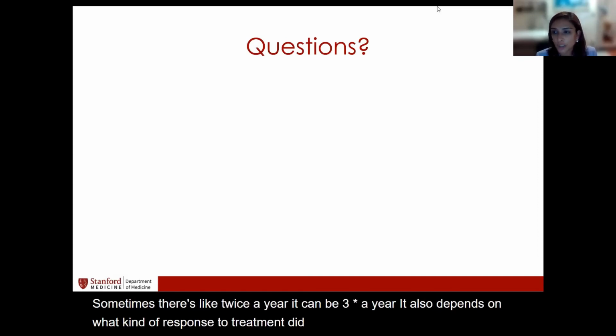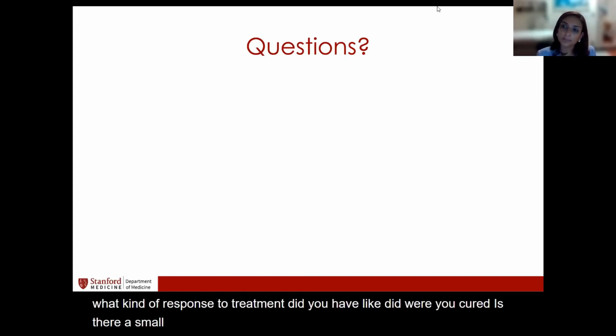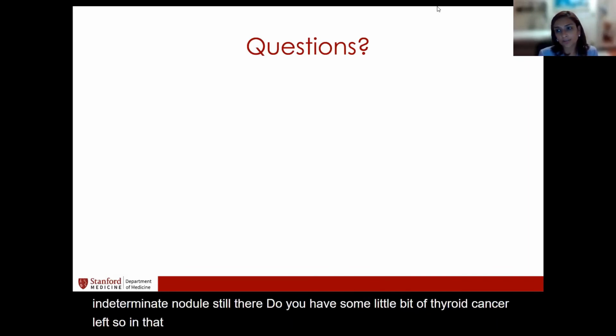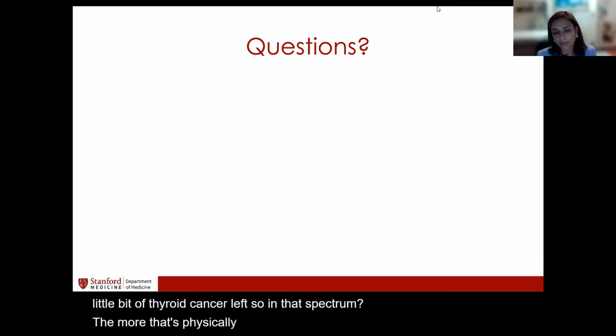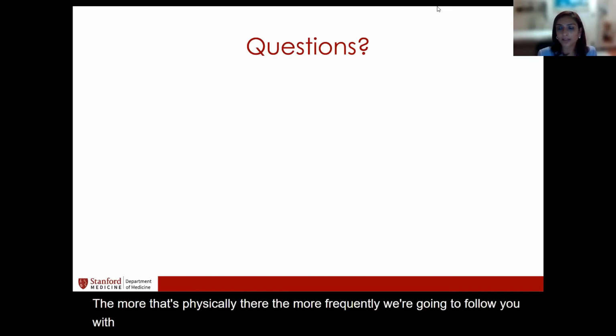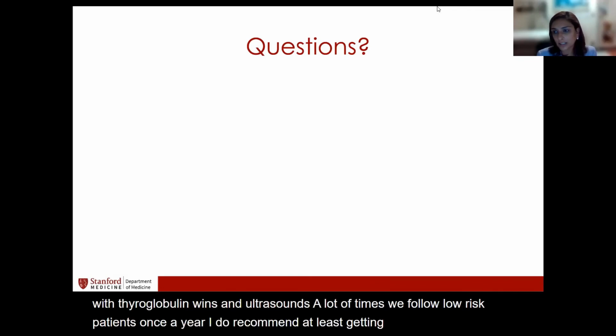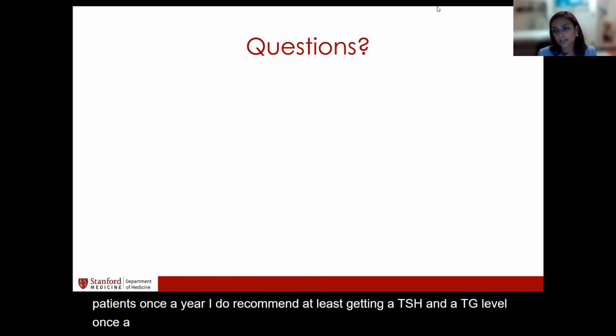Like, were you cured? Is there a small indeterminate nodule still there? Do you have some little bit of thyroid cancer left? So in that spectrum, the more that's physically there, the more frequently we're going to follow you with thyroid globulins and ultrasounds. A lot of times we follow low-risk patients once a year. I do recommend at least getting a TSH and a TG level once a year. The ultrasound you can get done periodically.